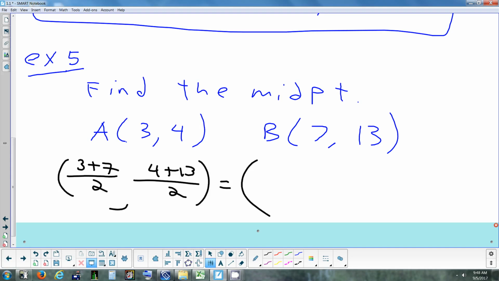So how about Connor? What do I get for my x value in the final answer? Yep, you get 10 divided by 2, which is 5. And how about Heather for the y value in my final answer? Yeah, we get 17 over 2, which you could write as a decimal, 8.5, or just leave it like that.